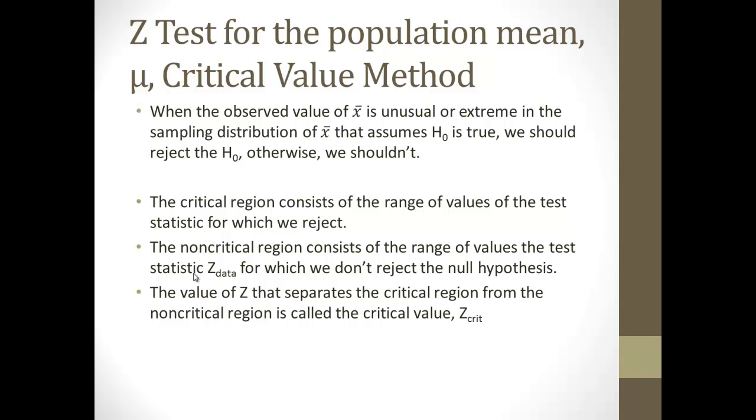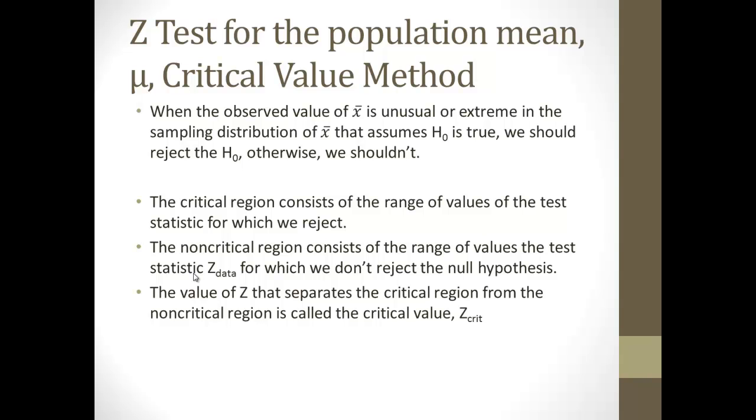Now we're going to talk about the critical value method for the z-test for the population mean mu. When the observed value of x bar is unusual or extreme in a sampling distribution of x bar that assumes the null hypothesis is true, we should reject H0, otherwise we shouldn't.